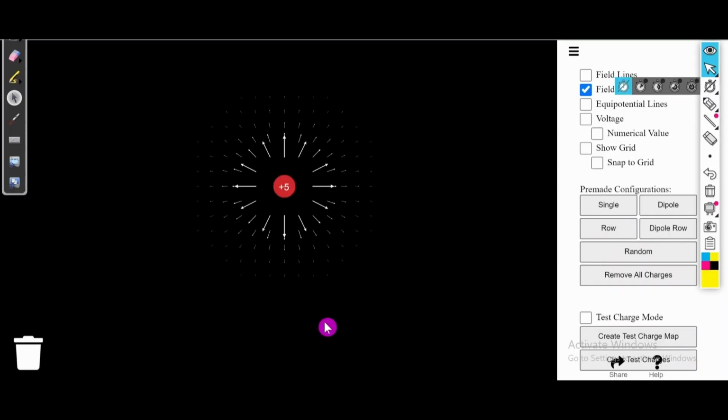In this simulation, we have five positive charges, and these five charges are surrounded by a large number of electric field lines. Here these arrows are electric field lines, and the magnitude of these arrows represents the strength of the electric field, and the direction represents the direction in which the test charge will move.